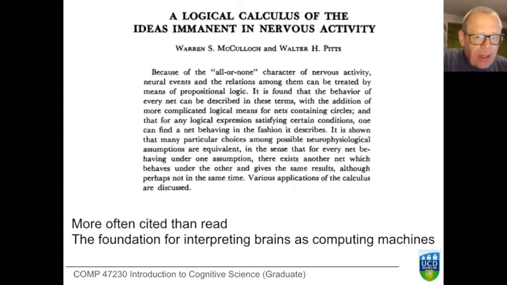Let's just have a quick look at the abstract of this paper. Because of the all or none character of nervous activity. The all or none character of nervous activity here refers to those spikes. So we've already seen that McCulloch has selected these spikes as the crucial goings on in the nervous system that he's going to build his theory around. He says neural events and the relations among them can be treated by means of propositional logic. So here's the leap from spikes in tissue to the terms of mathematics and logic, propositional logic.